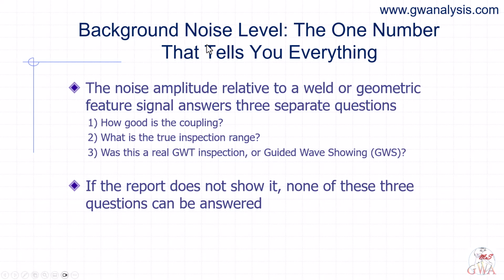The noise amplitude relative to a weld or other geometric feature signal answers three separate questions, each covered on the following slides: how good the coupling is, what the true inspection range actually is, and whether real GWT analysis was performed at all. If a report does not show the background noise level at a small section of the pipeline, none of these three questions can be answered by anyone reviewing it.